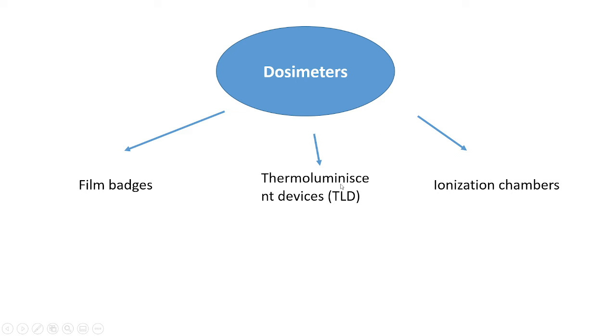Then there are thermoluminescent devices. Basically, on exposure to radiation, these devices absorb the radiation and stay in a metastable state. Later on, they release this energy in the form of heat radiation, which is detected and then used to determine the radiation exposure.